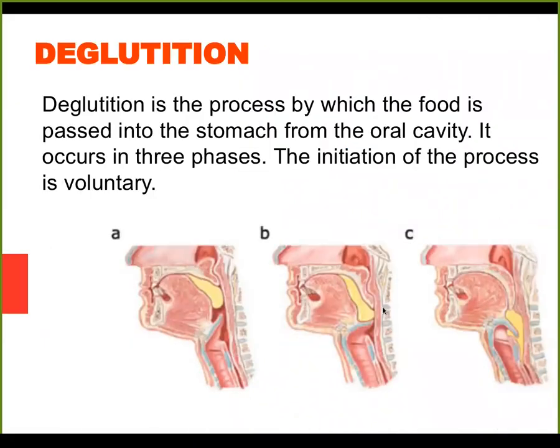Okay, the next process which takes place in our oral cavity after the activity of teeth, salivary glands, and tongue is swallowing. After forming the bolus, we swallow this bolus and continue the digestive process in other parts of our digestive system.